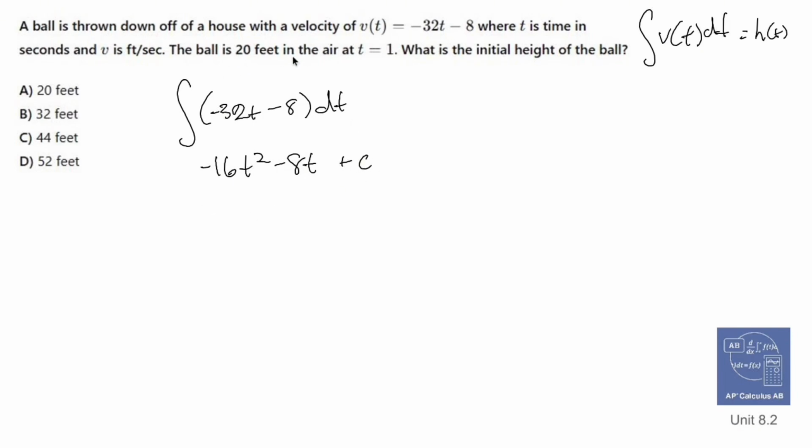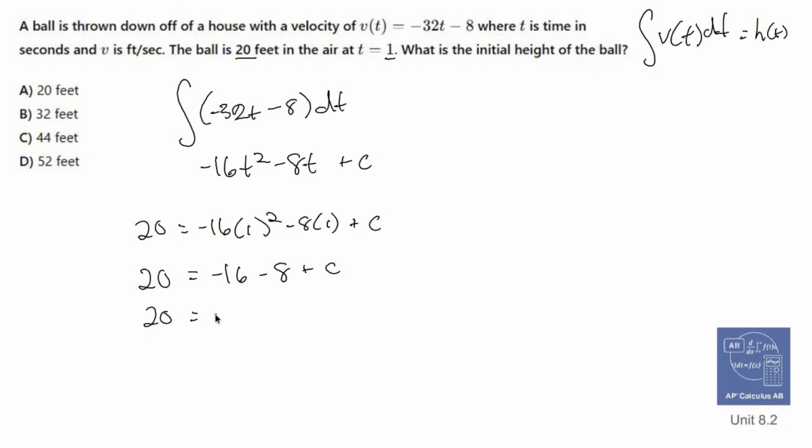Now we're given this initial condition that when t equals 1, I get 20. So I have to find c by plugging in 1 for t and setting it equal to 20. So 20 is going to equal negative 16 times 1 squared minus 8 times 1 plus c. 20 equals negative 16 minus 8 plus c, so 20 equals negative 24 plus c. Add 24 to both sides and you get 44 equals c.